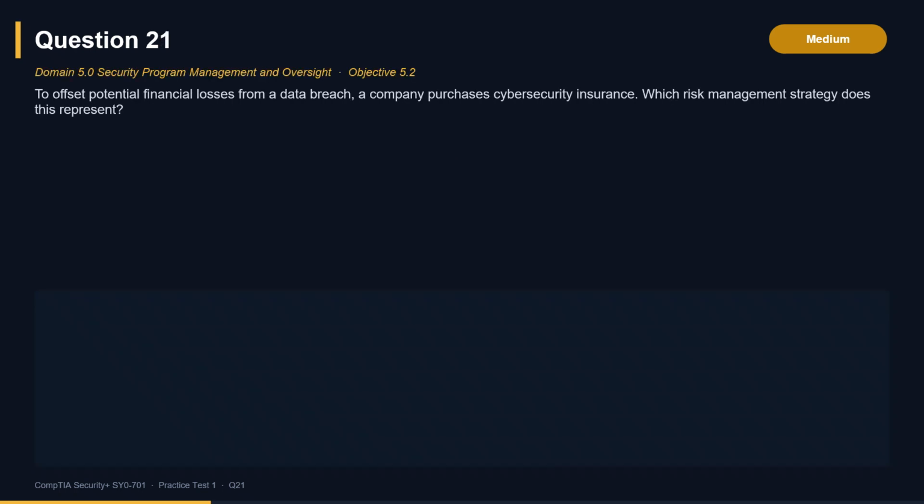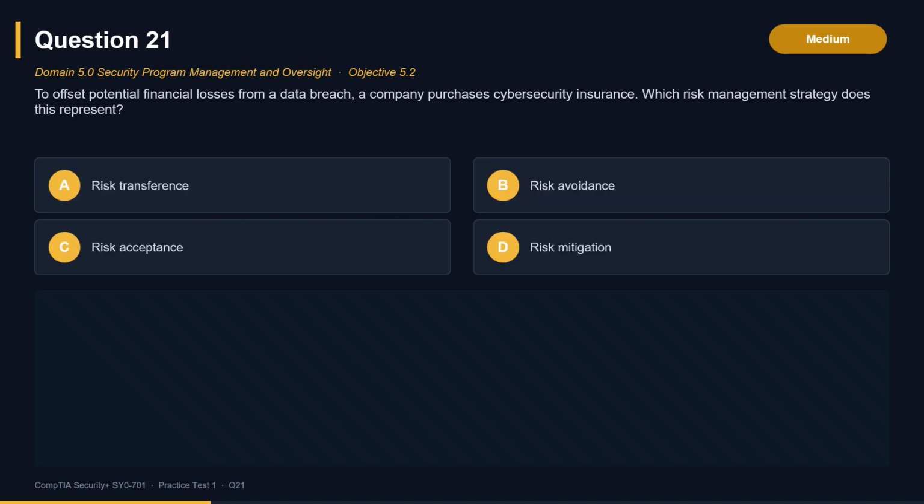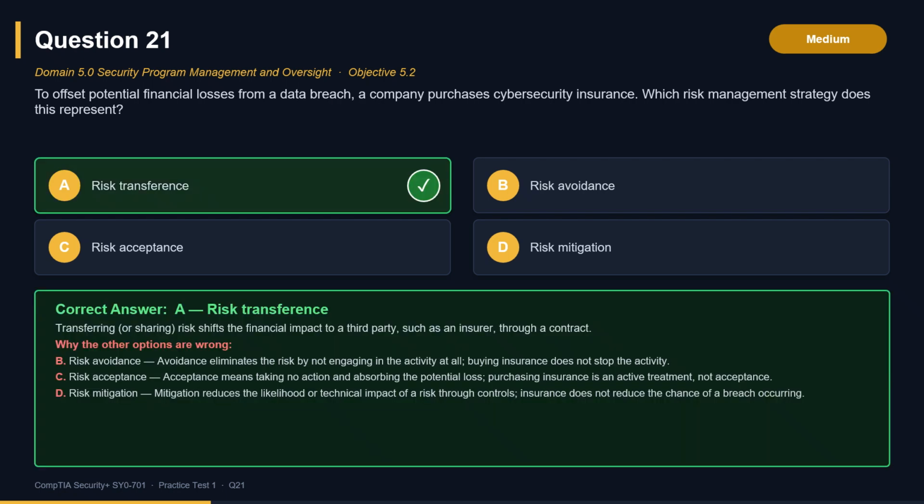Question 21. To offset potential financial losses from a data breach, a company purchases cybersecurity insurance. Which risk management strategy does this represent? The correct answer is A, risk transference. Transferring or sharing risk shifts the financial impact to a third party, such as an insurer through a contract.